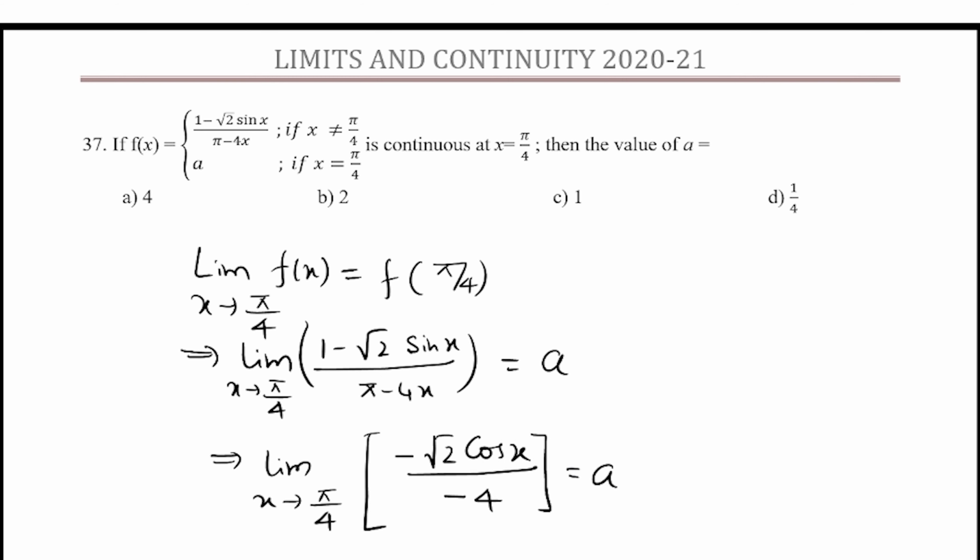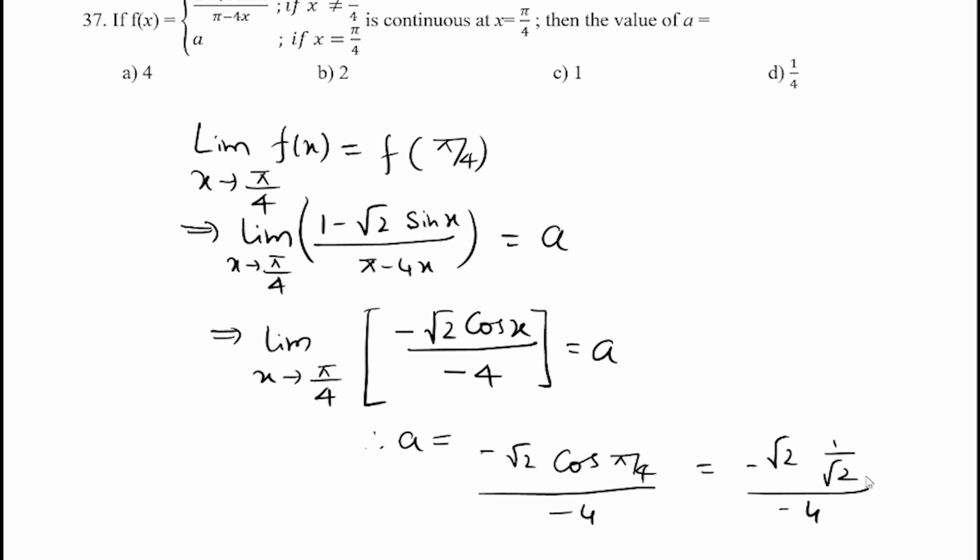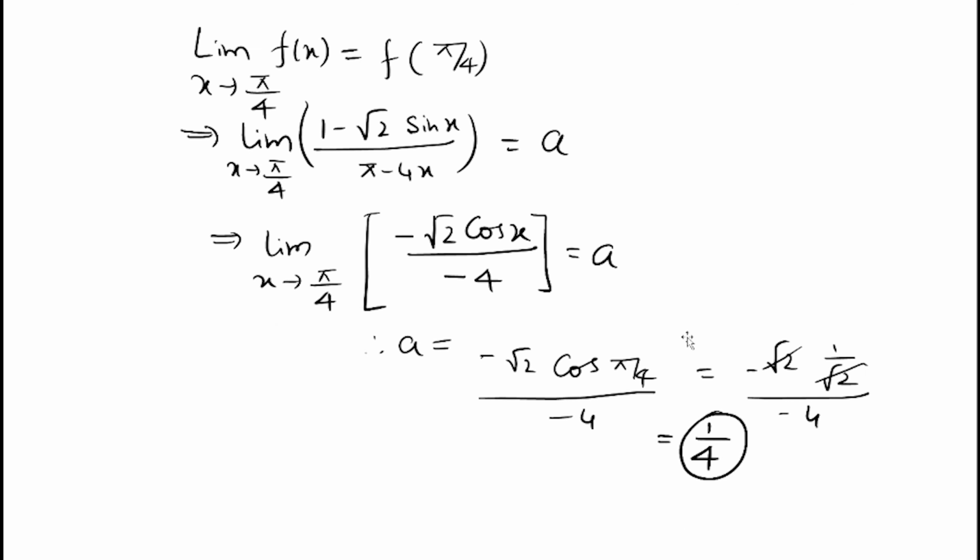Put x equal to pi by 4. So a is equal to minus root 2 cos pi by 4 divided by minus 4, that is minus root 2 cos 45 degrees, which is 1 by root 2, divided by minus 4. Root 2 cancels, minus cancels, that is 1 by 4. So the value of a is 1 by 4, that is option D is the right answer. Okay. Next question.